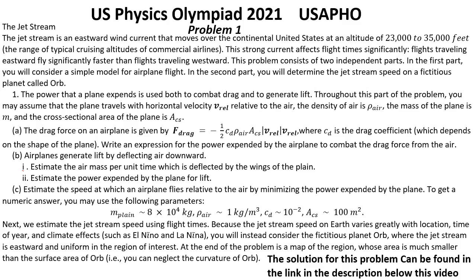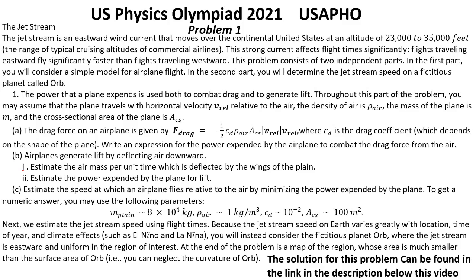Question C. Estimate the speed at which an airplane flies relative to the air by minimizing the power expended by the plane. To get a numeric answer, you may use the following parameters. Mass of plane approximately 8 times 10^4 kilograms. Rho_air is about 1 kilogram per cubic meter. C_D about 10^-2. A_CS is about 100 square meters.